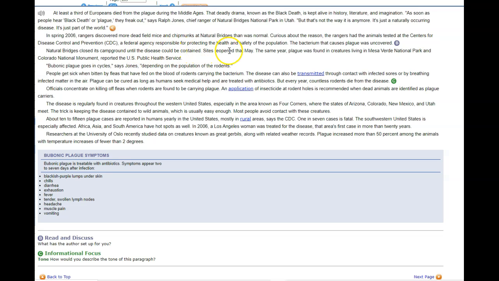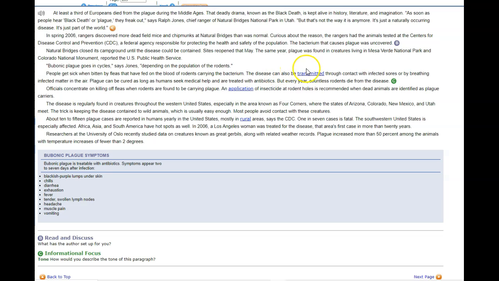Sites reopened that May. The same year, plague was found in creatures living in Mesa Verde National Park and Colorado National Monument, reported the U.S. Public Health Service. Bubonic plague goes in cycles, says Jones, depending on the population of the rodents. People get sick when bitten by fleas that have fed on the blood of rodents carrying the bacterium.